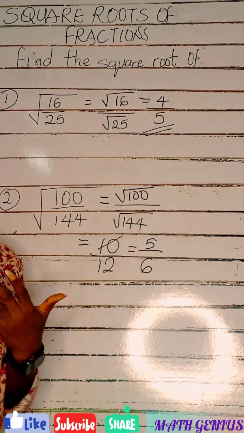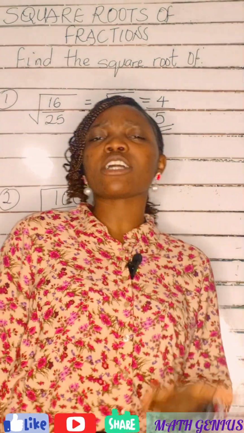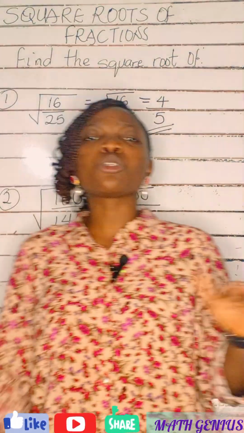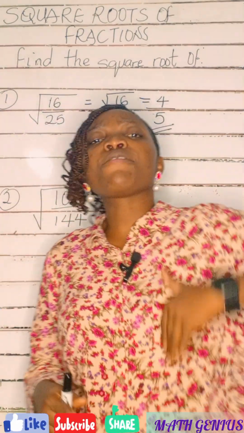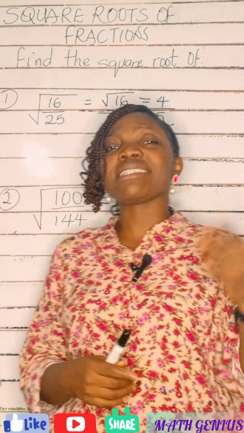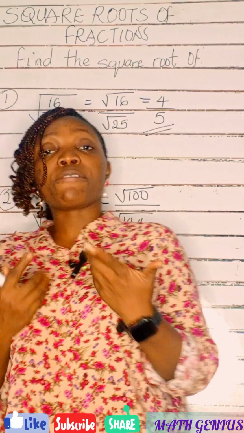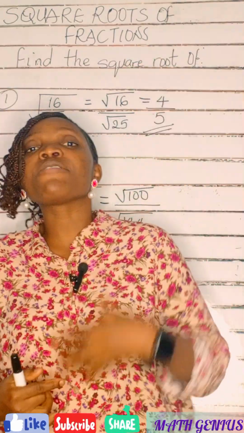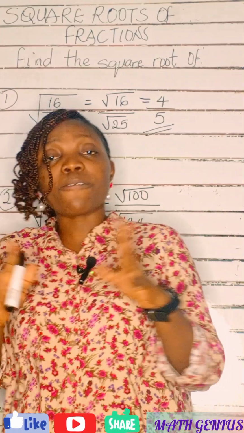So what have I said today? That when you are finding the square root of fractions, all you first need to do is to split the numerator from the denominator. That is to say, you find the square root of the numerator, you find the square root of the denominator, and then you have your fraction simplified. Having done that, you check if your fraction is reducible. If it's reducible, you go ahead. If it's not reducible, you leave it that way. That becomes the final answer.